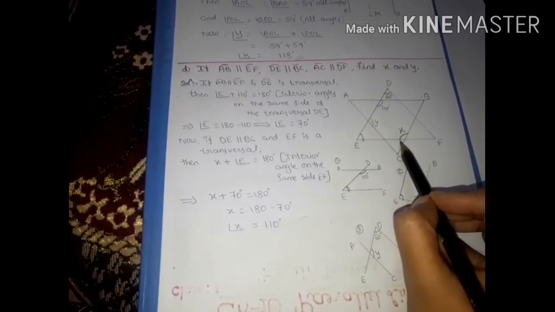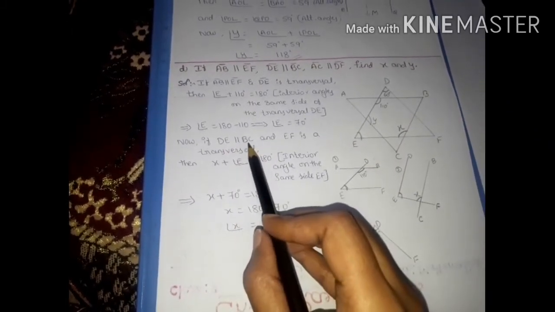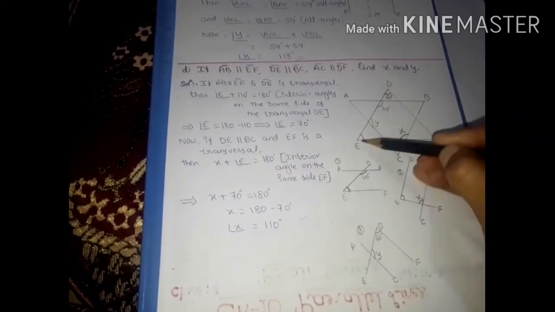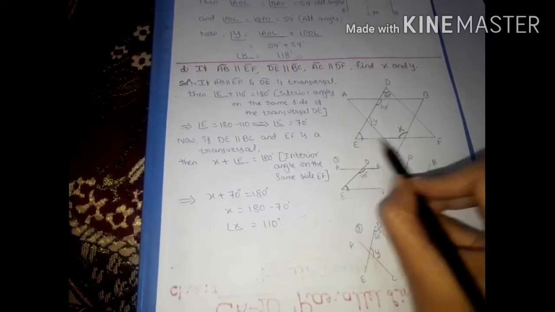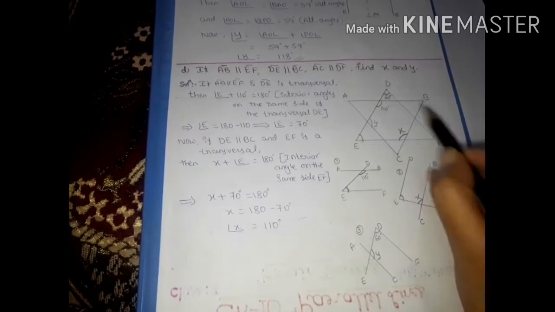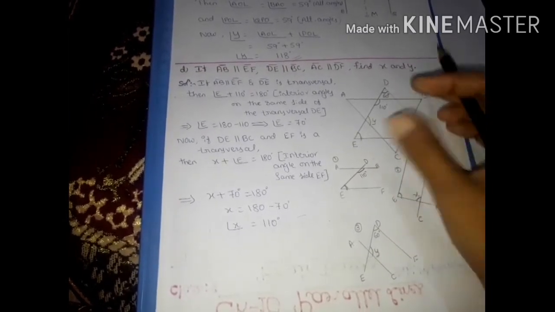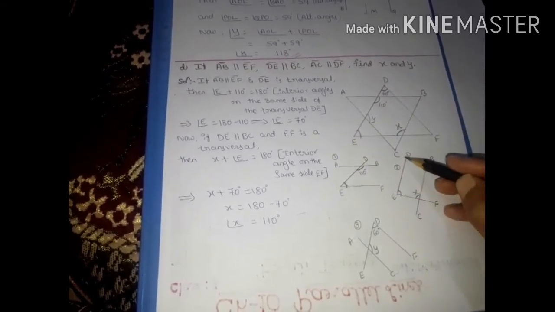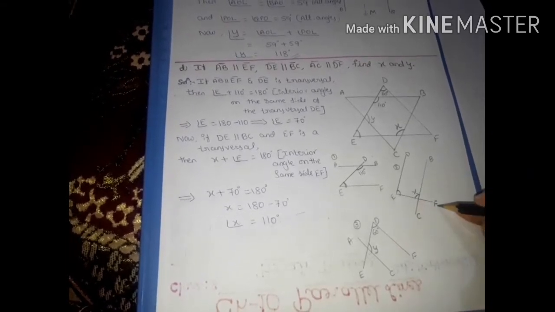To find angle X, now I am going to consider DE is parallel to BC. You need X. So here EF acts as a transversal. Consider EF as a transversal for the given two lines DE parallel to BC. So to find the X value, I have drawn the second figure here. DE is parallel to BC and EF acts as a transversal.